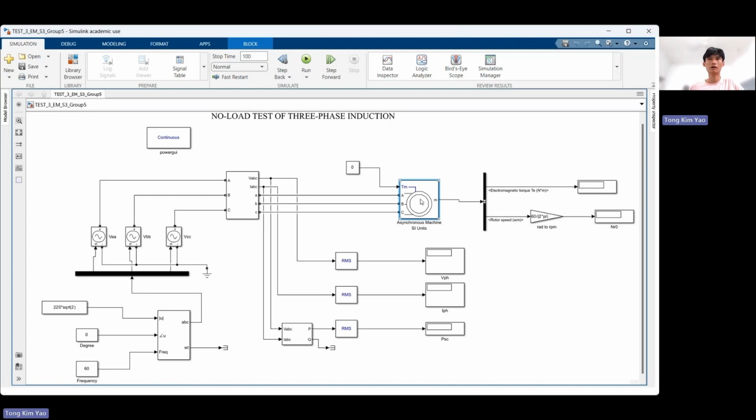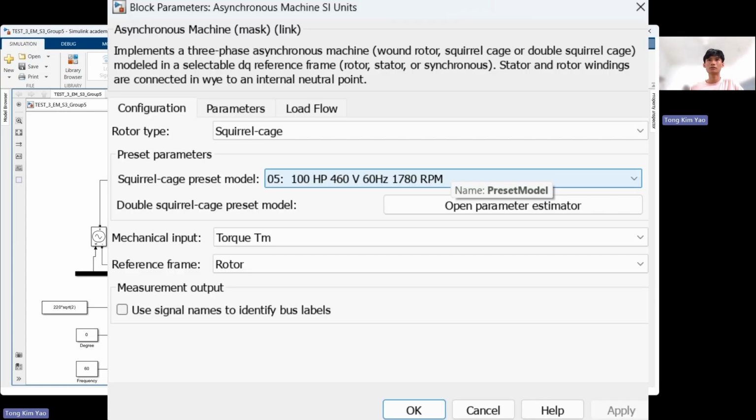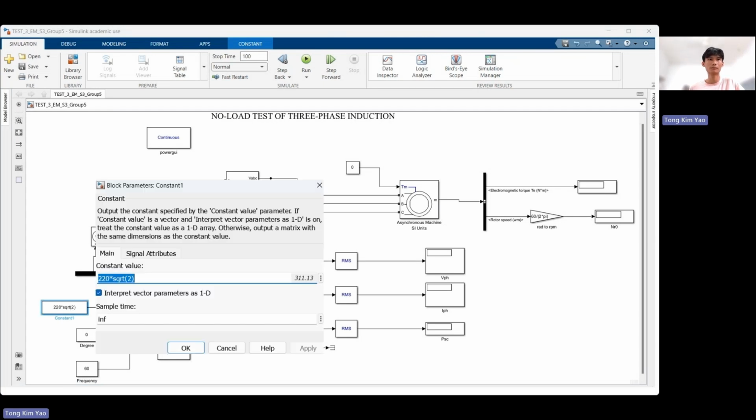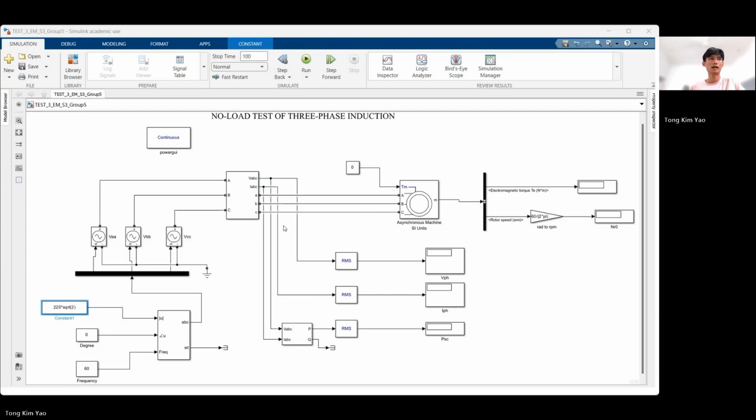After we complete building the structure, we go to the synchronous machine and set the rotor type to squirrel cage. Since we are from group 5, we set the preset model to number 5, which is 100 horsepower. The mechanical input is torque, and the frame is rotor. After that, we go to the parameter block and set the constant value to 220 and multiply it with circ2 in order to get the V phase, I phase, and power short circuit.